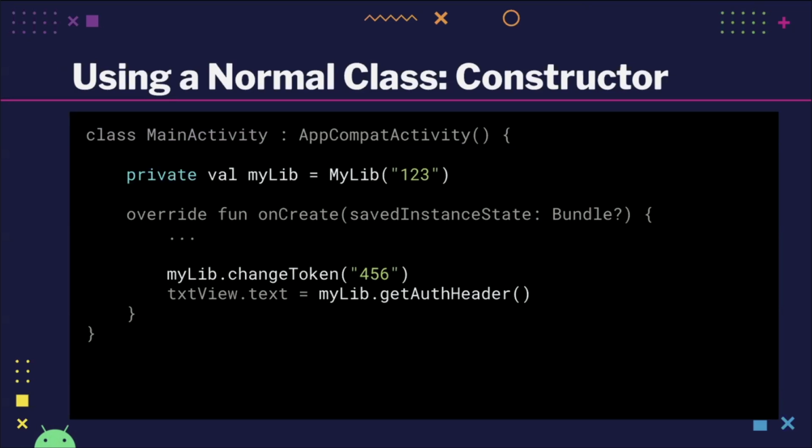And then just to showcase that, imagine that you got a refresh token. You could also change this token using the library. So there's another function, mylib.changeToken, with a different dummy value, 456 here. And then eventually what we are doing is taking the modified authorization header, the string value, and just putting it out onto the text view on the UI screen, right?